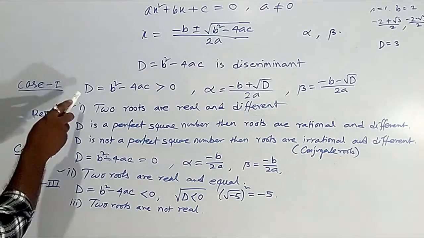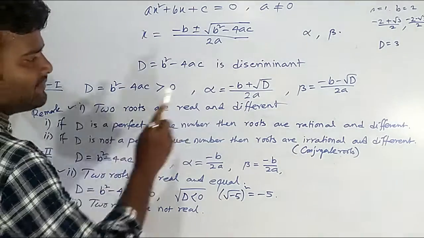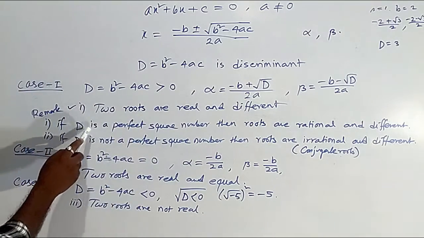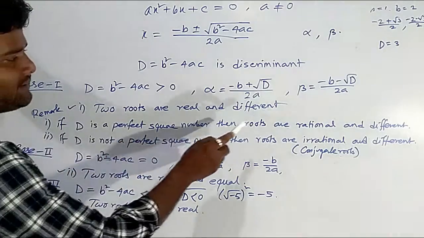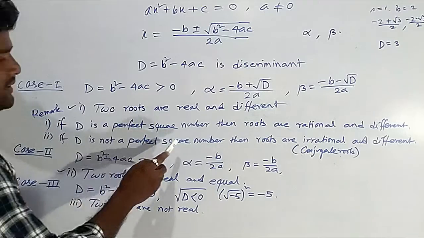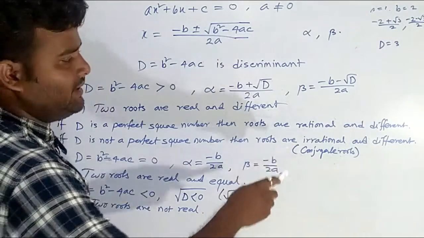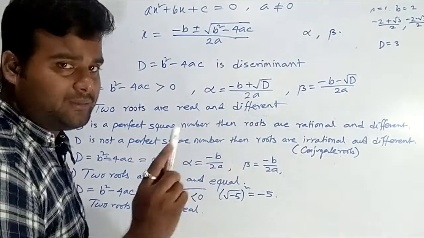Case 1, the discriminant is greater than 0. That means the roots are real and different. Also we get, if D is a perfect square number, then the roots are rational and different. If D is not a perfect square number, then the roots are irrational and different. Rational and irrational both are real numbers.